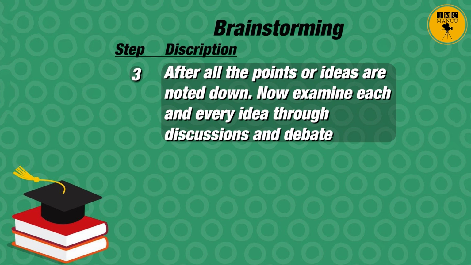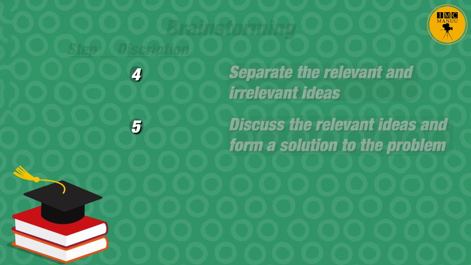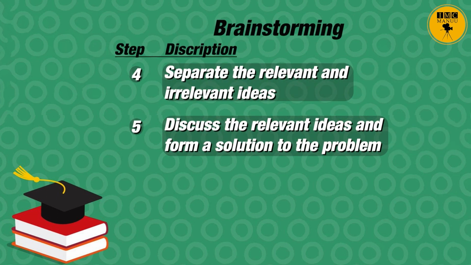In the third step, after all the points or ideas are noted down, now examine each and every idea through discussion and debate. In the fourth step, separate the relevant and irrelevant ideas. And in the last step, discuss the relevant ideas and form a solution to the problem. So, these were the steps of brainstorming.